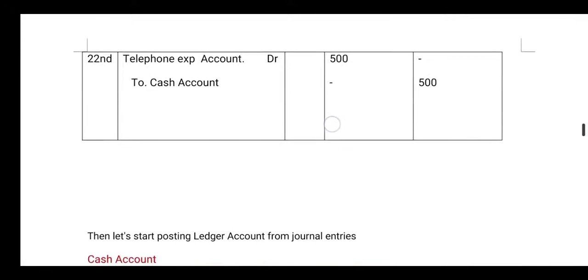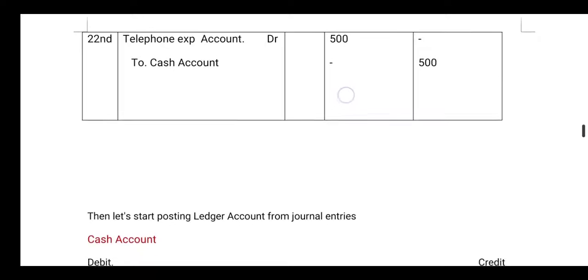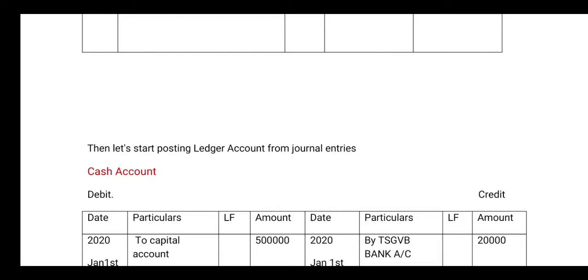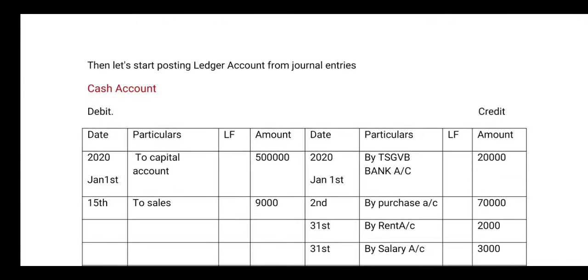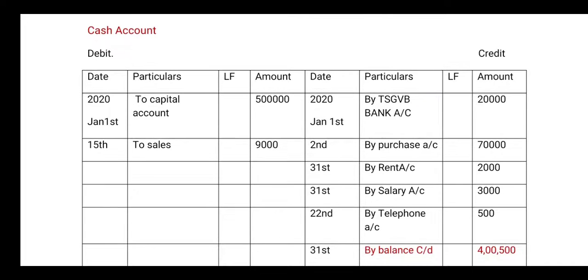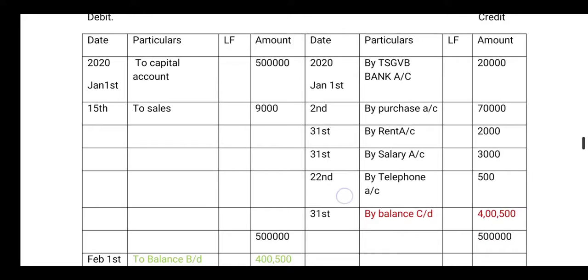Then we are going to the ledger preparation with the help of journals. Then let's start posting ledger accounts from the journal entries. Here first we identify the same related group of transactions. For example, cash transactions: all cash related entries, whether debit or credit, we find out first. Then take the proforma with the date column, particular column, ledger folio and amount.